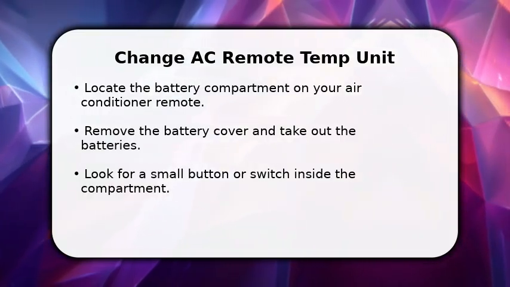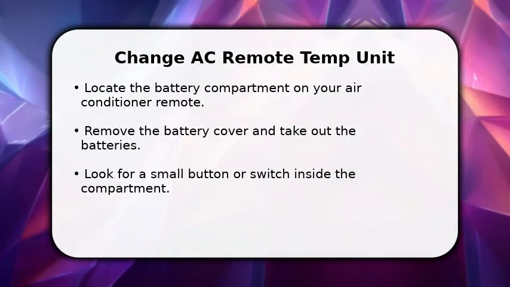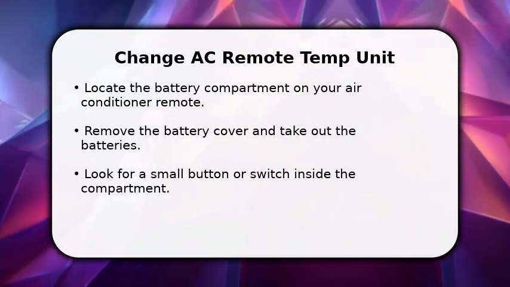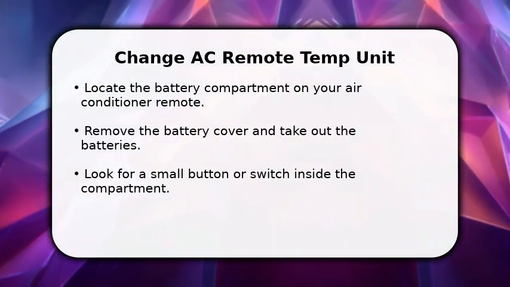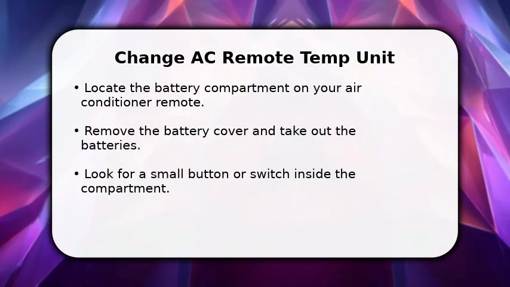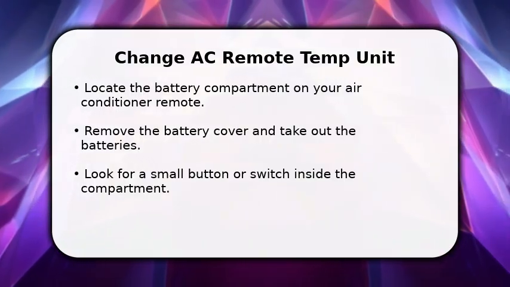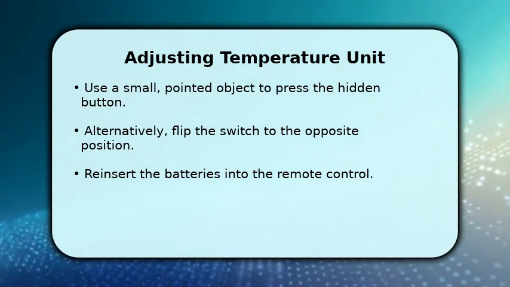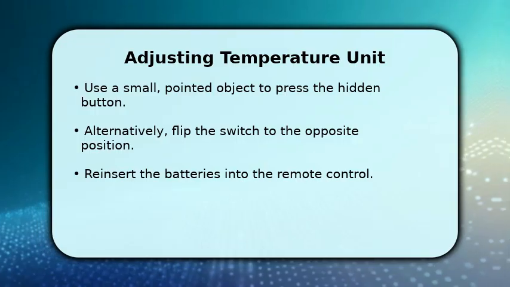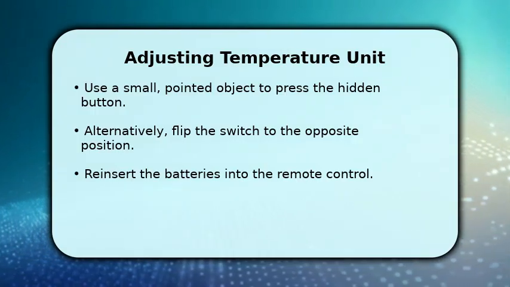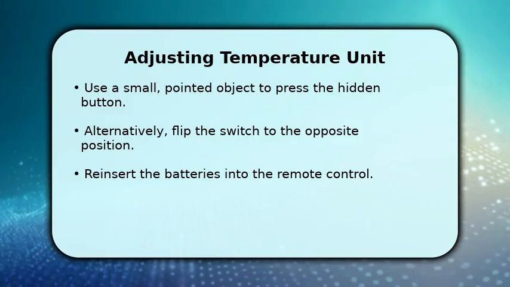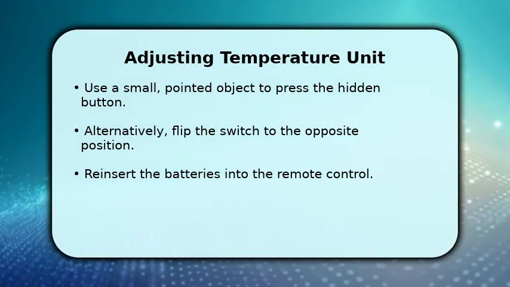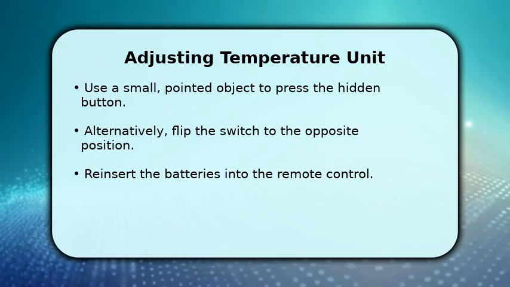Now, look closely inside the compartment. You're searching for a tiny button or a small switch, often labeled F/C or temp. This is your key to switching temperature units. Once you've found the button, you'll need a small, pointed object like a pen tip or a toothpick to press it. If it's a switch, simply flip it to the other side. This action tells the remote to change its temperature display.